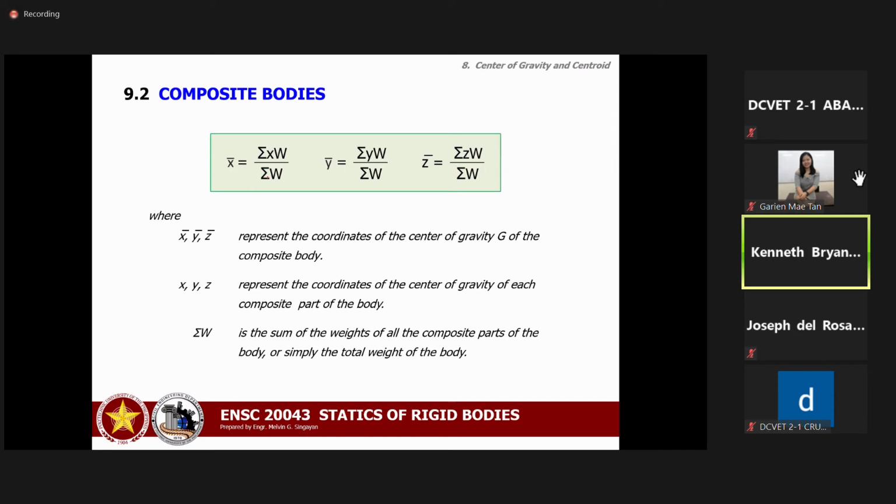Okay, so in these formulas, x bar, y bar, and z bar represent the coordinates of the center of gravity G of the composite body. x tilde, y tilde, z tilde are the coordinates of the center of gravity of each composite part of the body. And summation of W is the sum of the weight of all the composite parts of the body, or simply the total weight of the body.